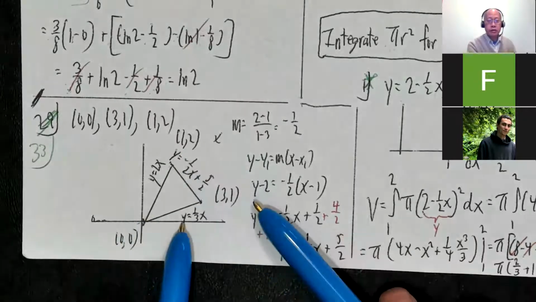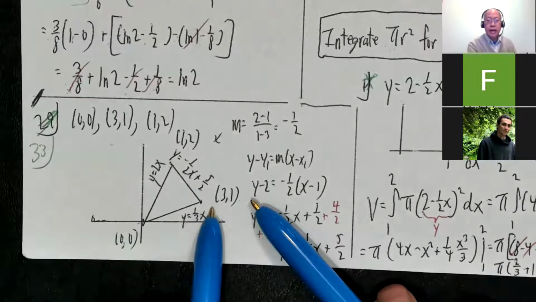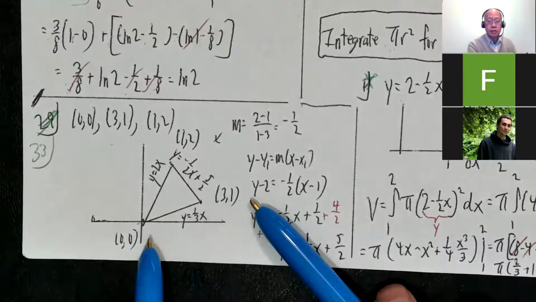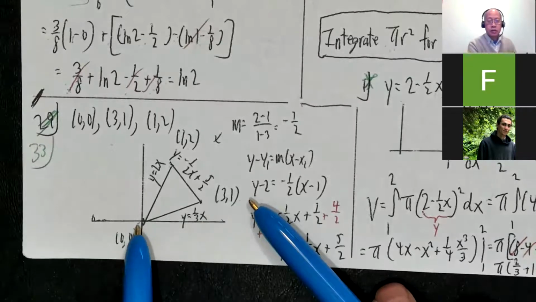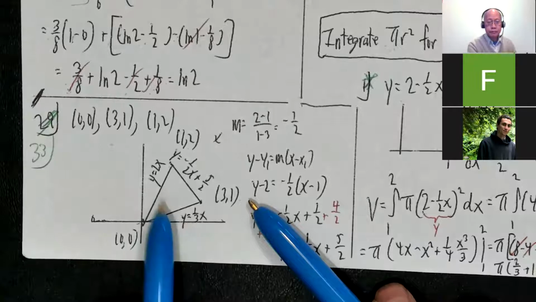Likewise, this is y equals 1/3 x. From 0, 0 to 3, 1, m is 1 minus 0 divided by 3 minus 0, which is 1/3. So y equals mx plus b. I already know that b is 0. So this is y equals 1/3 x.